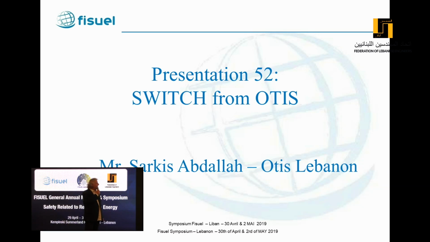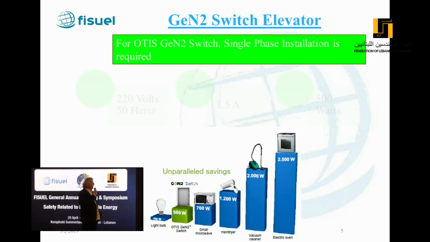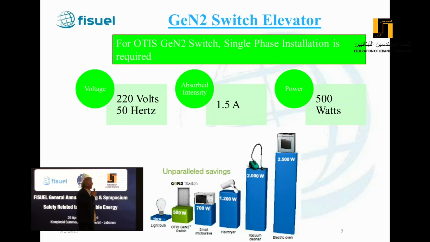Good morning, everyone. As we know, nowadays the lift industry's main concerns are to have green technology, renewable energy, and low consumption. Therefore, Otis has invented a new product called Gen2 Switch. The Gen2 Switch runs on 220 volt, 50 hertz single phase, consumes 500 watts and 1.5 amp, which is less than a microwave oven.